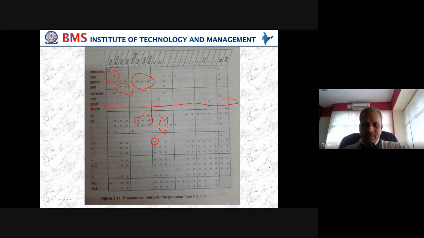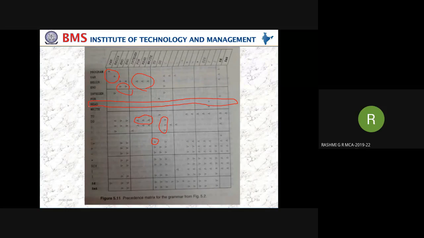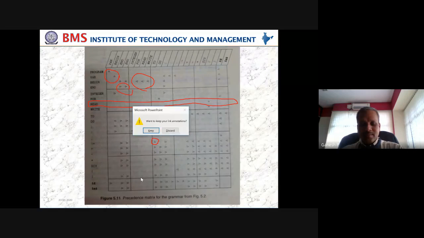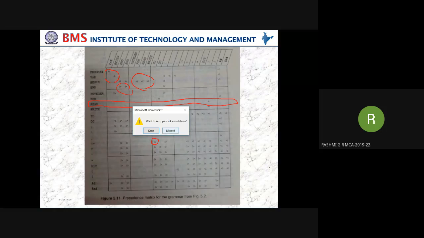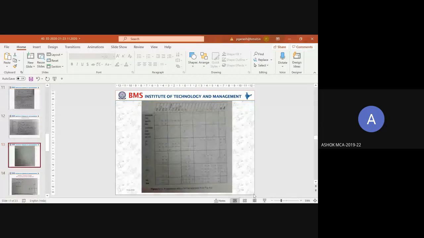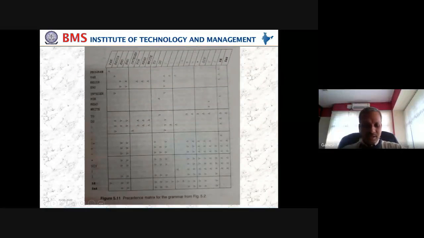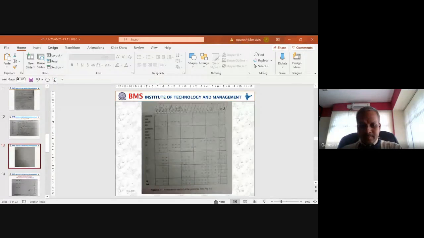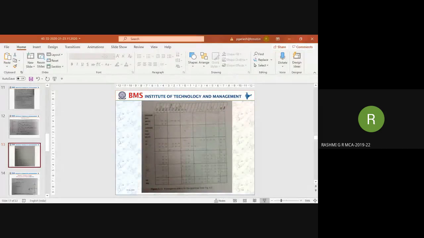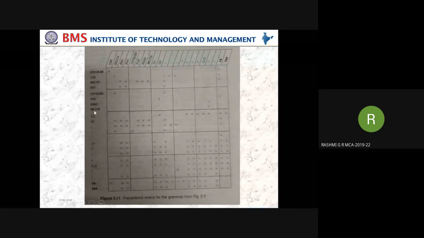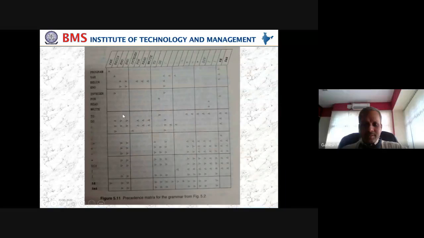This line is required for you, because we need to identify what is the... Sir, is the screen shared? Yes sir, we can see it. Okay, okay, the screen is shared. I will rejoin again, sir. Okay. What we are discussing.